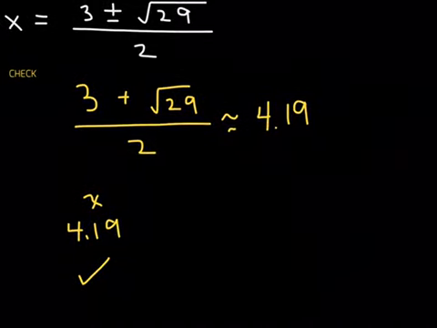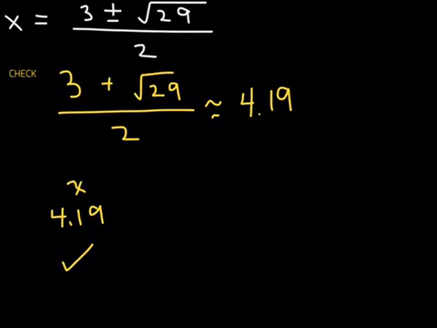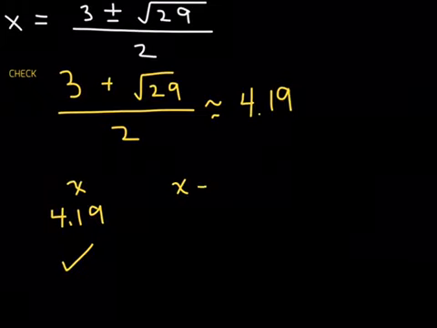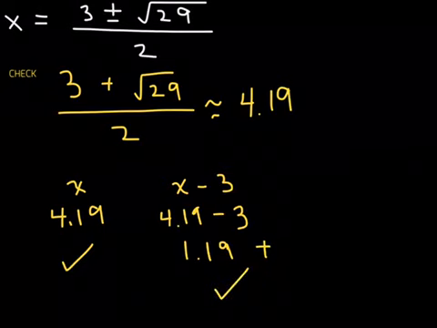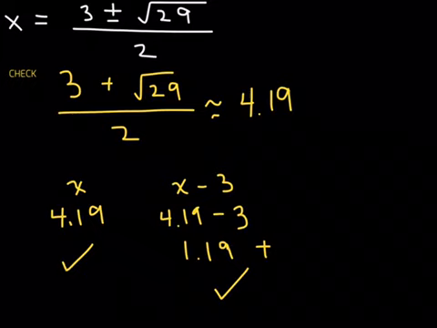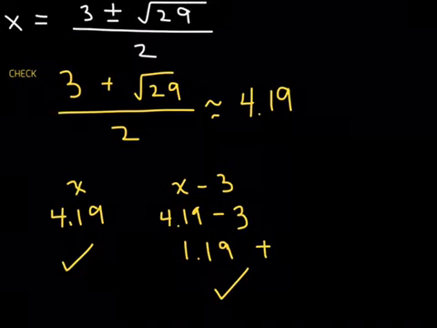The other argument is x minus 3. So when we plug in 4.19 into x and we subtract 3, we get something positive. We get about 1.19, which is a positive number, right? So then it checks out for both. So for sure, 3 plus root 29 all over 2 does work. It absolutely does work. Let's check the other number.